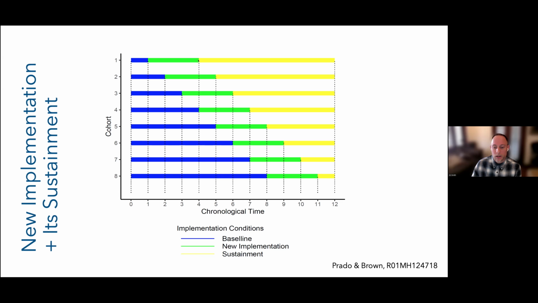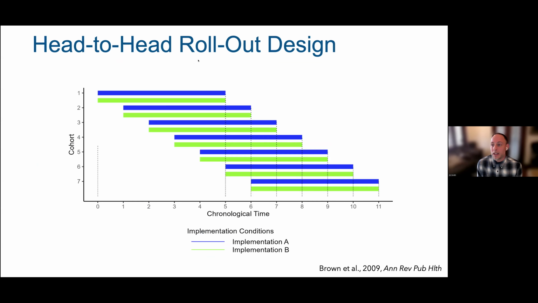So any question that folks have about measuring sustainment within a rollout design, this R01 that's led by Willie Prado at University of Miami and Hendricks Brown as MPIs is a great example of this in action. And we have analysis plans and some other really helpful information about how to actually go about doing these in the paper.